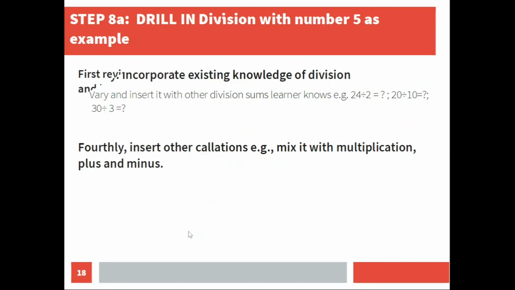And after flipping numbers around, you insert other numbers of the division table that he is supposed to know: 24 divided by 2 is 12, 20 divided by 10 is 2. Then you can throw in so much here: 15 divided by 5 is 3, 30 divided by 3 is 10. You throw these around and you mix it because you want the child to know what you drilled in.